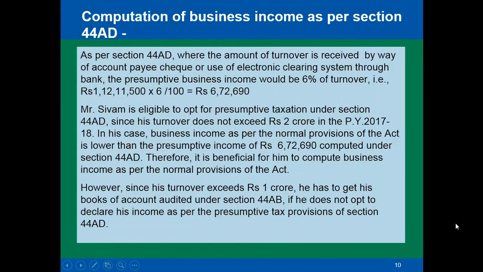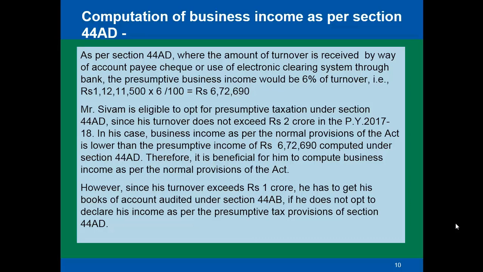Now we are going to calculate the income on the basis of presumptive scheme under section 44AD. The total turnover is 1 crore 12,11,500. And under the scheme, 6% of the turnover will be treated as business income. So that comes to rupees 6,72,690. Since the assessee has received all the money through account payee cheque or through the use of electronic clearing system, he can opt for the presumptive scheme under section 44AD.